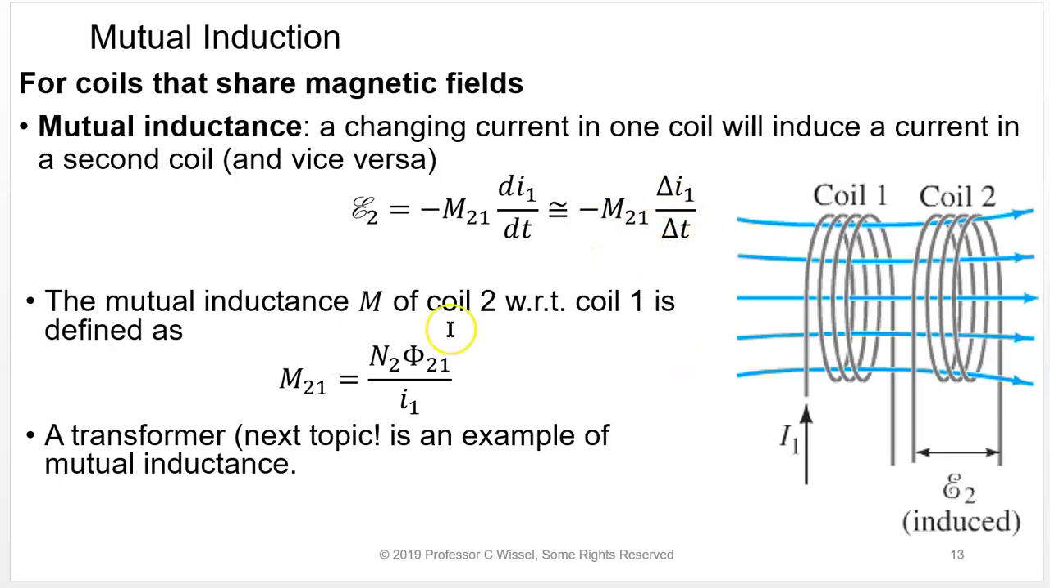The mutual inductance M of coil 2 with respect to coil 1 is defined by M21 equals N2, that's the number of turns in coil 2, times the flux that they share, that's Phi21, divided by the current in coil 1. Now, it turns out this is only really set up by the way the coils are connected together, how close they are together, so how much flux they share, and the current in one of the coils. So a transformer, which is the next topic, is an example of this on steroids.